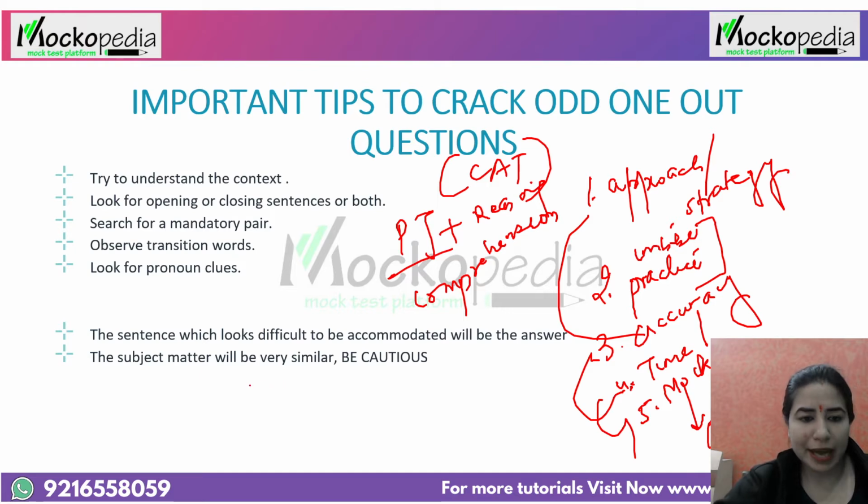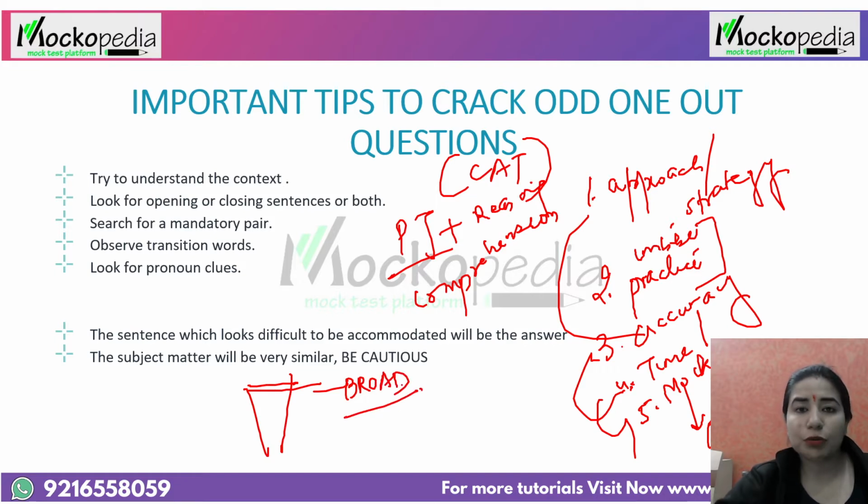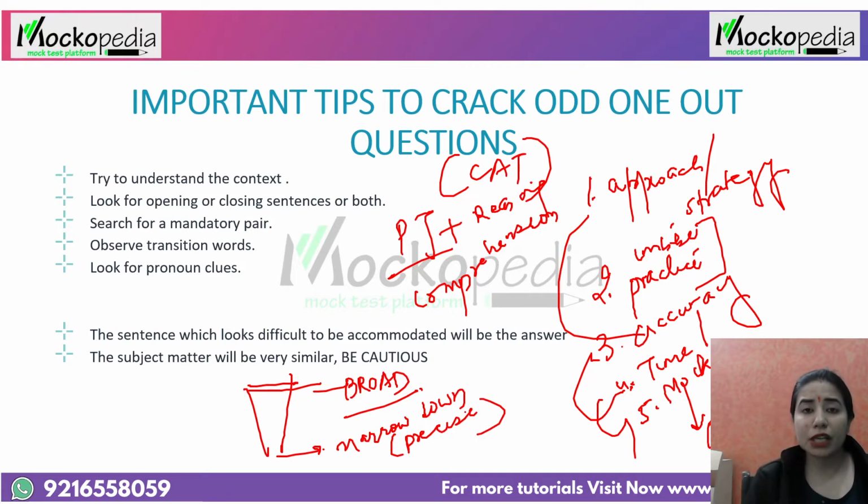So usually in parajumbles, if you're arranging four statements, the first would be a broad statement that would begin the discussion. As you progress, the discussion will narrow down, right? It will become more precise. It will reach the conclusion. So that's what the usual structure is.